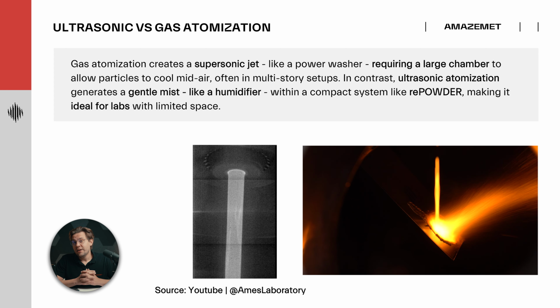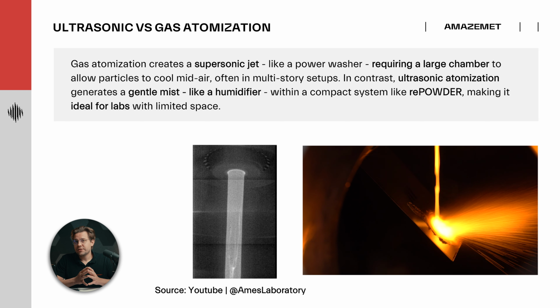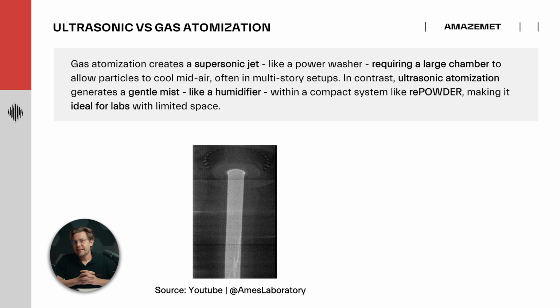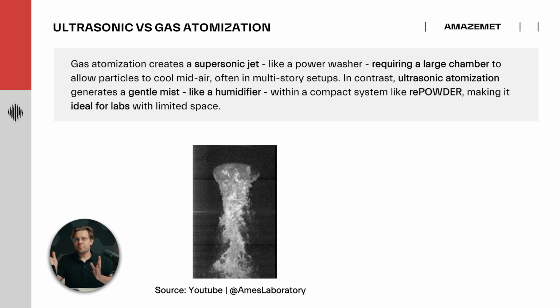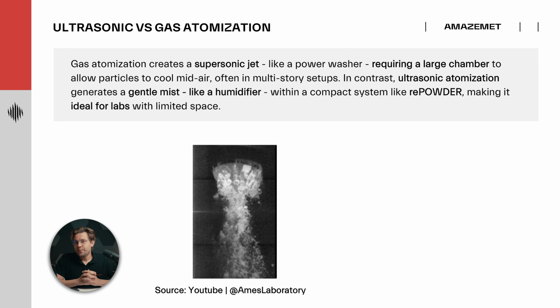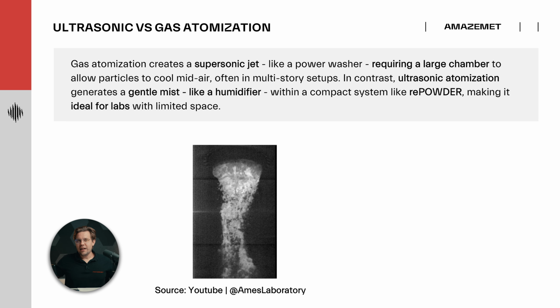Right now on the slide, you can see two videos. On the left, you can see typical spraying in a gas atomizer. Supersonic velocity gas is spraying our melt from the top, and the powder droplets are created via interaction of the supersonic gas stream and the molten melt. It requires a lot of distance for the droplet to solidify. That's why those setups are usually very large.